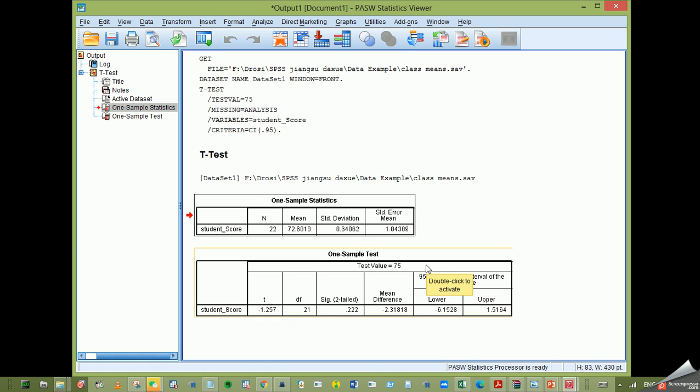Now we finish this part. In the next part we will talk about the independent sample t-test. See you.